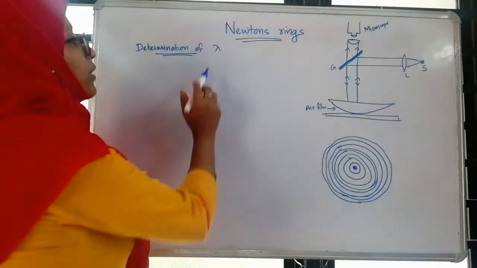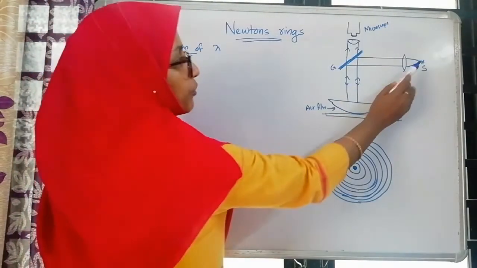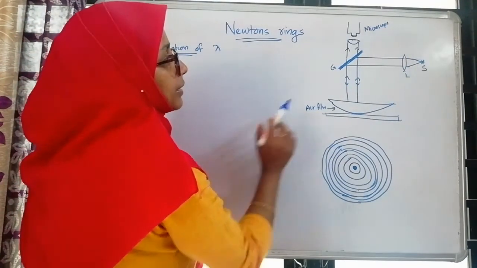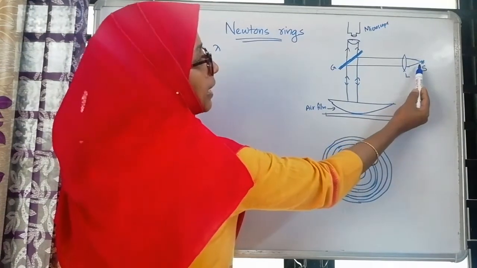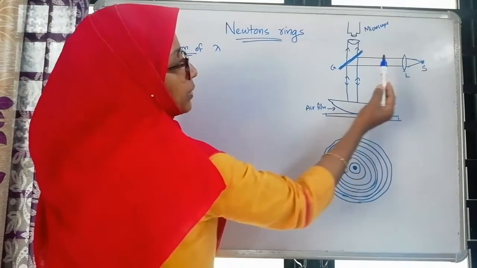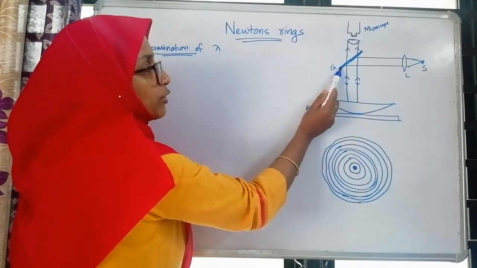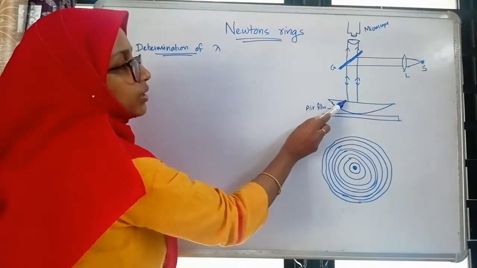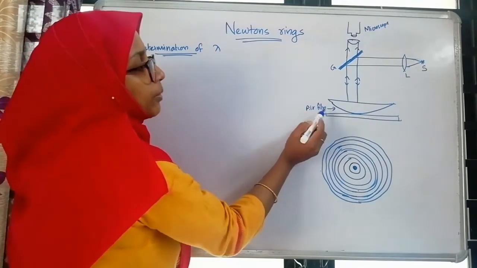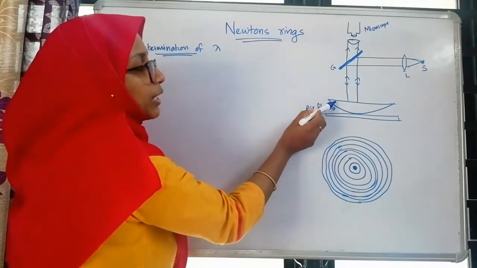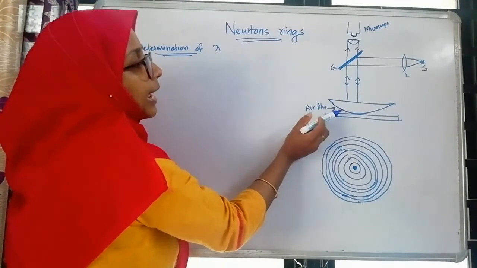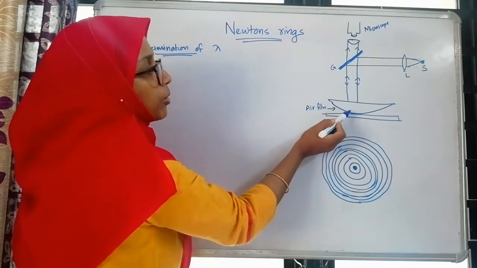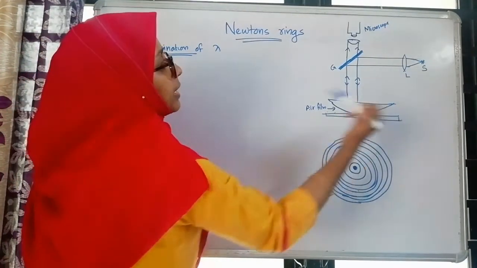The determination of wavelength lambda of the monochromatic source of light which is used here. We are using the sodium vapor lamp, and the source of light is placed here, and the light is passing through a lens to the glass plate which is placed at an inclination of 45 degrees. The light is normally incident on this plano-convex lens, and there will be an air film formed between this plano-convex lens and the glass plate. This air film has a thickness of minimum 0 at this point, and it increases to the left and right ends.